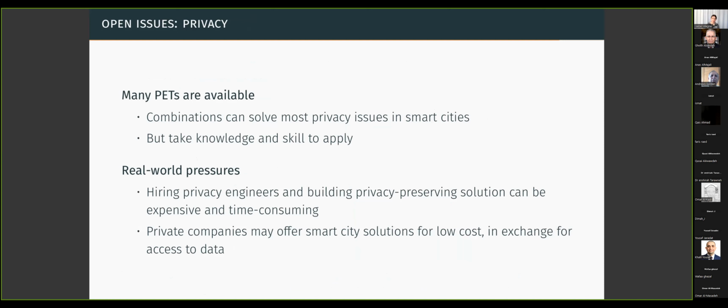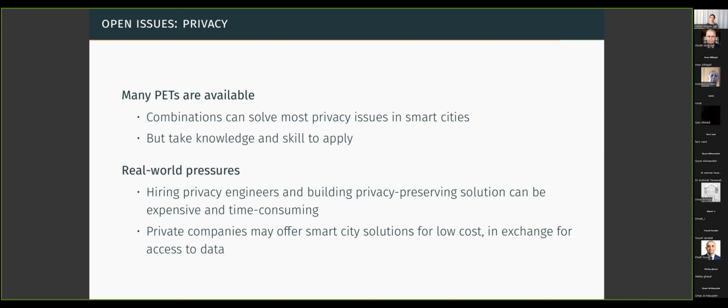So that brings me to talking about some open issues with these privacy-friendly solutions. I've shown just very few examples of privacy technologies. There are many more. And in the end, combinations of these would probably be sufficient to solve most of the privacy issues in smart cities.